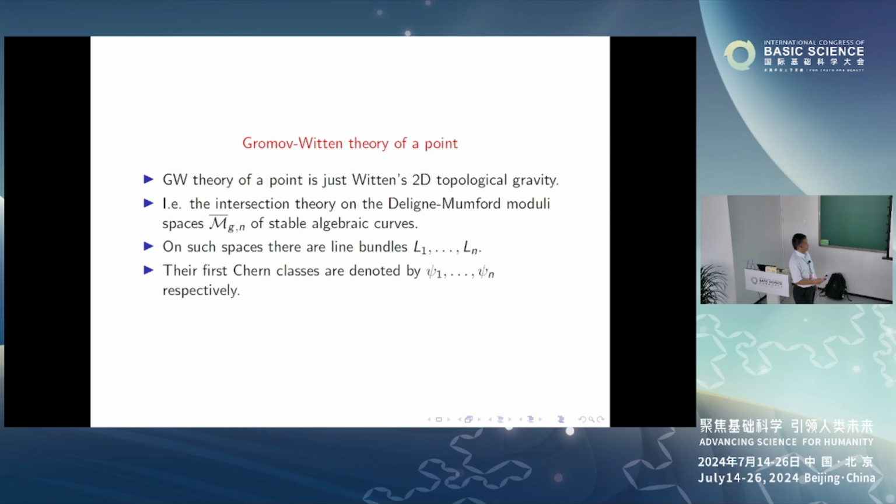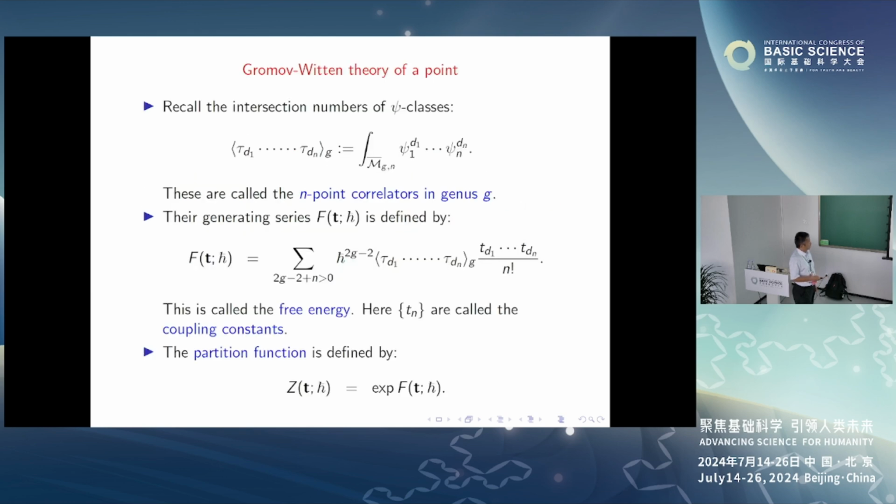At each marked point, we can associate its cotangent space. So we get n cotangent line bundles, and we can consider their first Chern classes, and these are the observables. And the intersection numbers are just the integral of these classes on the moduli space. And these are called the n-point correlators in topological gravity. So in the previous talk, I think Professor Yu talked about correlation functions, and these are just an example.